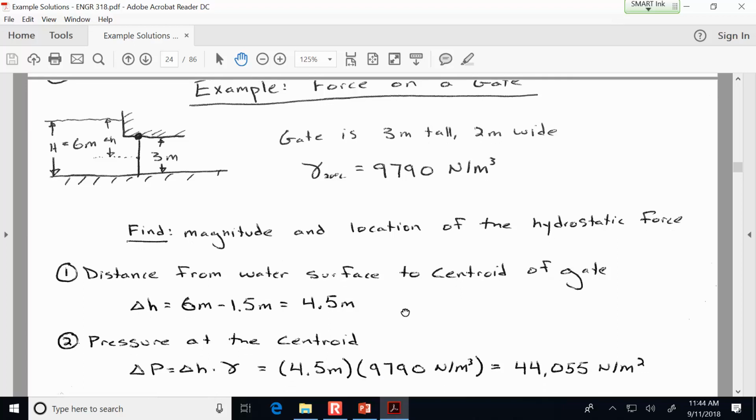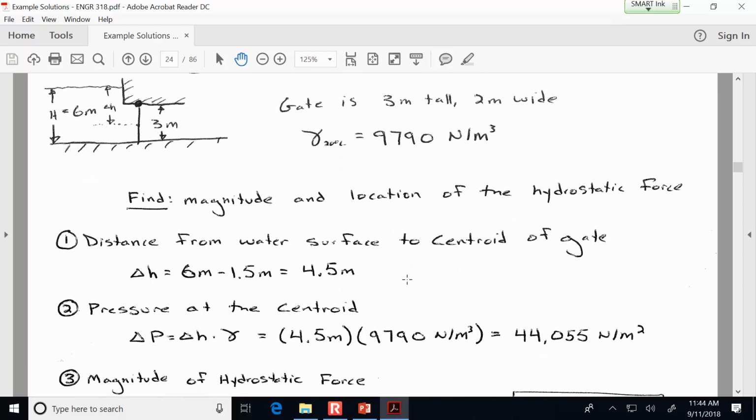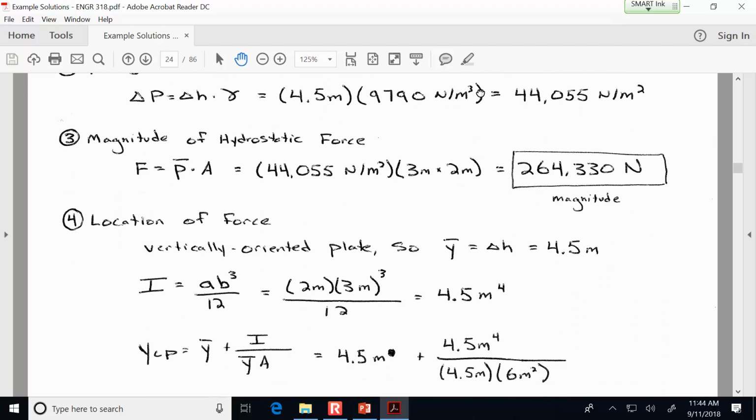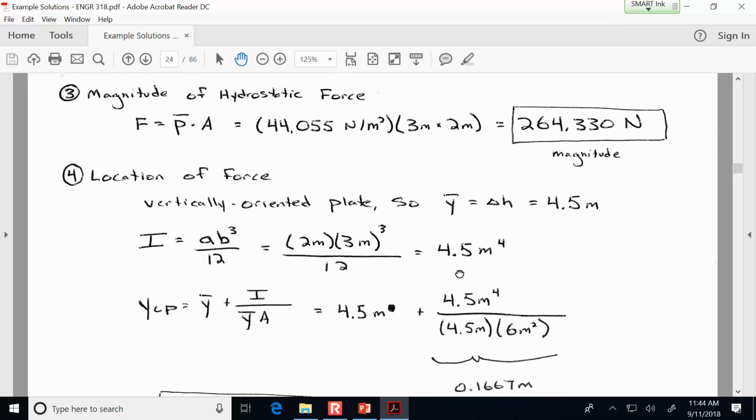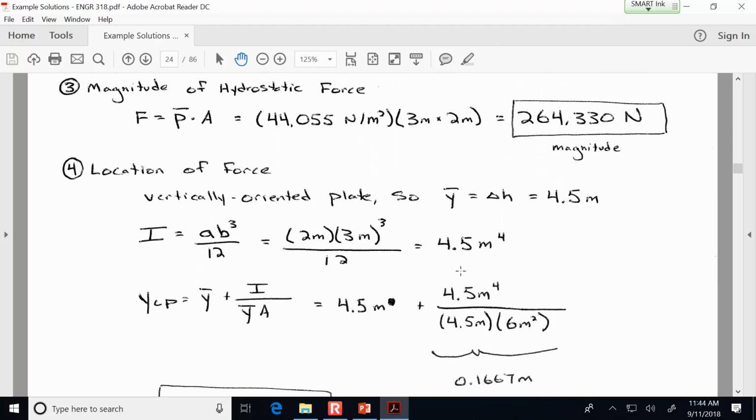And to find the pressure at the centroid, we just combine the depth to the centroid, which is 4.5, and the 9790 newtons per meter cubed. And so that tells us the change in pressure from the surface down to where that center of area is. The pressure at the centroid is 44,000 pascals. And then to find the magnitude of the force, we apply the pressure at the centroid times area formula. So the magnitude of the force is 264,330 newtons.